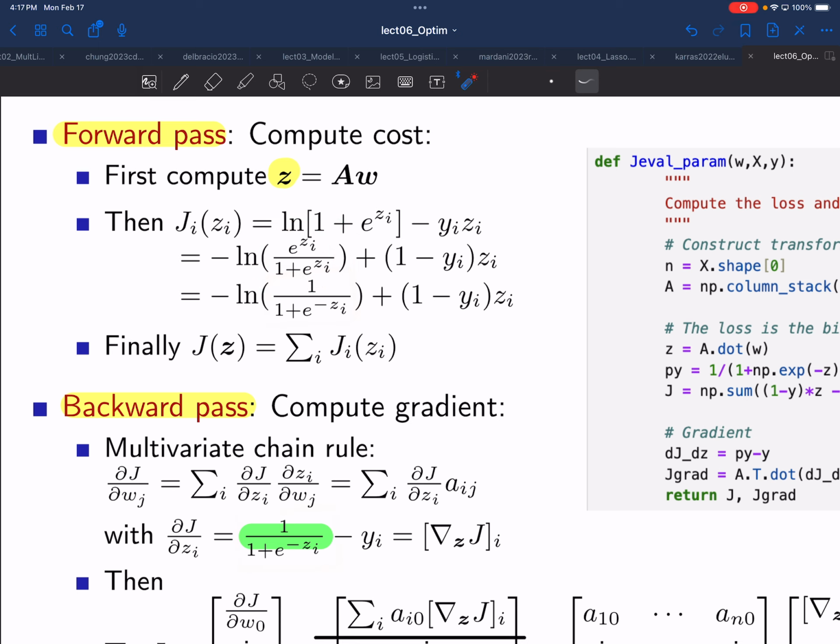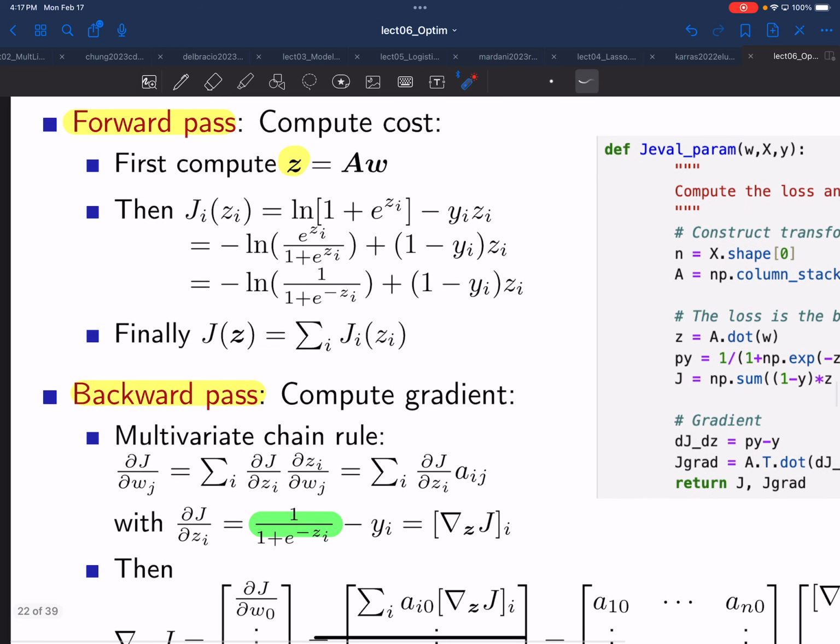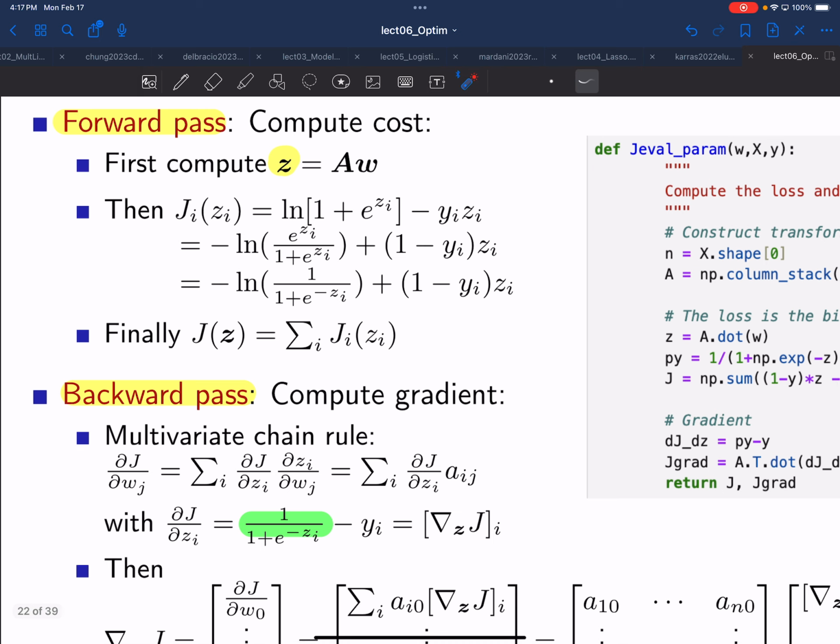So that means we can compute this quantity once, and we can use it here and here later. And so that's going to make our code more efficient. Okay, any questions on that? So we're just doing that for efficiency reasons.